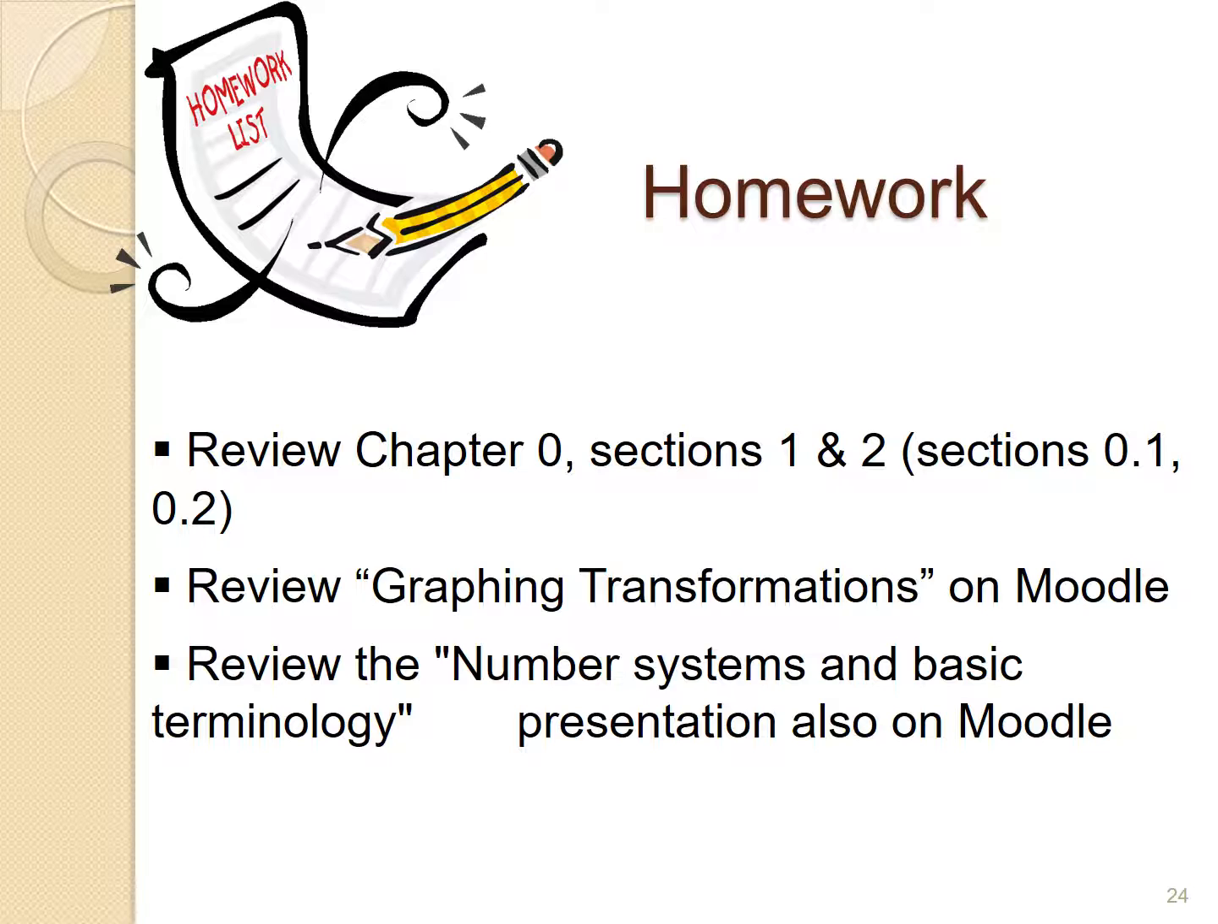So when you look at the chapter 0, it'll say 0.1, that's section 1 of chapter 0, and 0.2 is section 2 of chapter 0. I have a graphing transformations video on Moodle as well. So look at that. It just gives tips on how to draw graphs or how certain graphs look so you can recognize them faster and easier. The number systems and basic terminology is a presentation that's also out there just to help you with some of the English if you're not familiar with it.